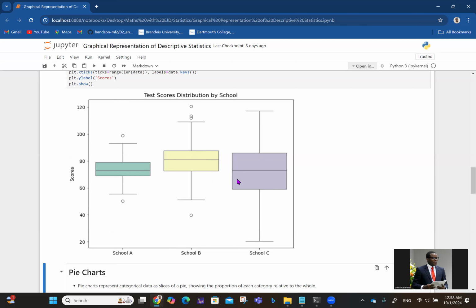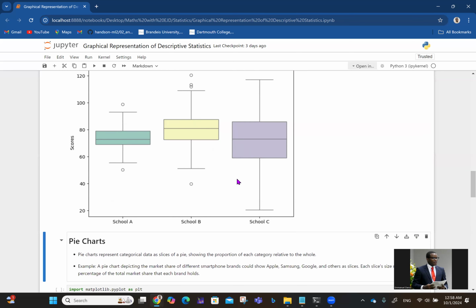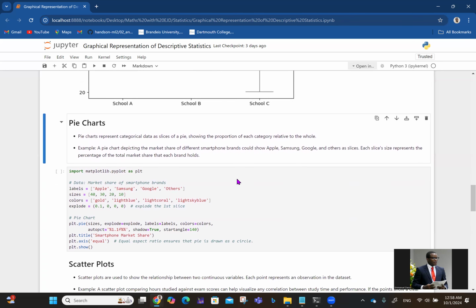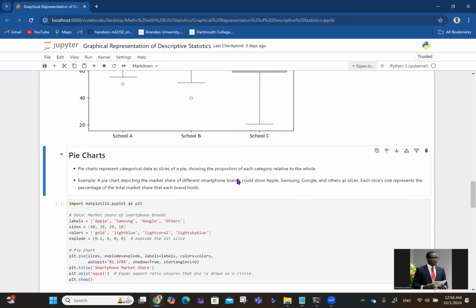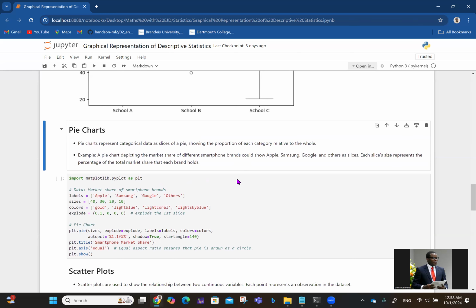Okay, so that's about box plots. They are really useful when you want to understand data distributions. And then you have pie charts. Pie charts, just like bar charts, are really common. It's just like taking a circle and dividing it into sectors based on the frequency of the things you're considering. So for pie charts, right?